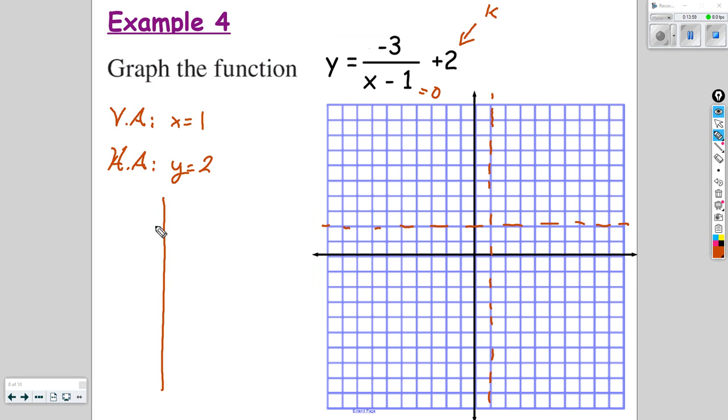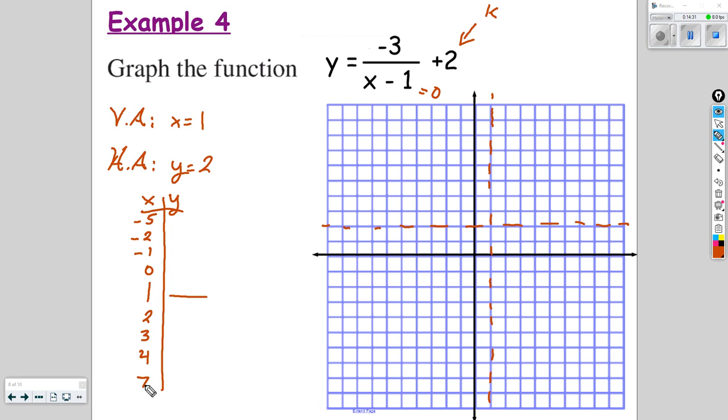Now let's make our table. Put that vertical asymptote right in the middle. Now we're going to just choose some values to the left and to the right. I'm actually going to plug in a bunch of values here. -5, -2, -1, 0 on the left side of the asymptote, and then 2, 3, 4, and 7 on the right side of the asymptote.